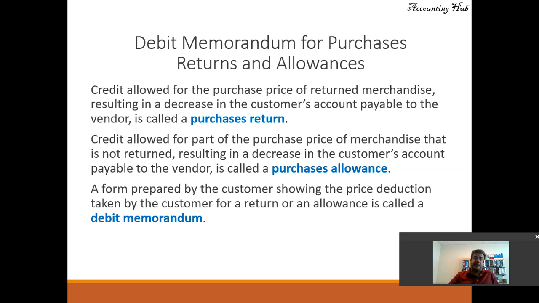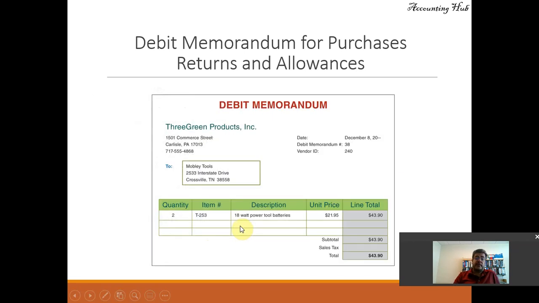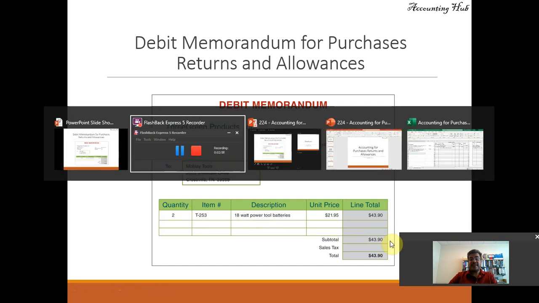And a form prepared by the customer showing the price deduction taken by the customer for a return or an allowance is called a debit memorandum, just like this one. So here, the name of the company, the dates, the number of our debit memorandum to the company that we are returning it to, and here what we are returning. How do we record it? Let's go to our Excel file.